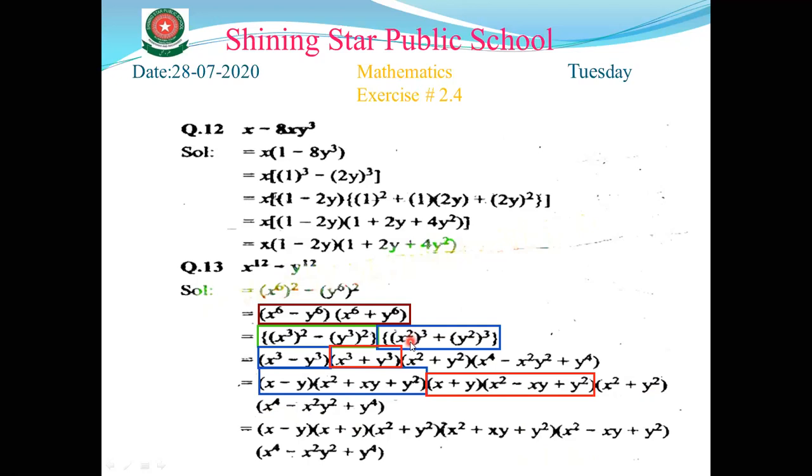We know that a cube plus b cube is equal to (a plus b)(a square minus ab plus b square). Now we will arrange this in ascending order. First of all, we write x minus y, then x plus y, then x square plus y square, then x square plus xy plus y square, then x square minus xy plus y square, and then x power 4 minus x square y square plus y power 4. Very simple question.